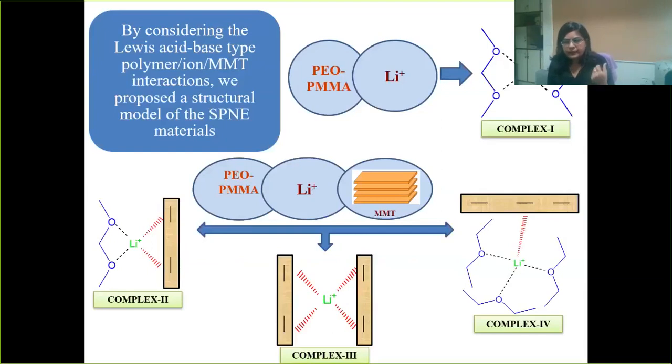I have prepared a solid polymer electrolyte. I have taken polyethylene oxide and polymethyl methacrylate, blended these two polymers, and then mixed this with lithium salt and then nanofiller MMT clay. Here these types of complexes may be formed because lithium ion has 4 to 6 types of coordination. In complex one, the lithium ion can coordinate with the polymer chain. In the second, we can see lithium ion coordinating with the polymer chain as well as with the MMT clay. In complex three, lithium ion is interacting with the MMT clay. So in a polymer, there may be formation of these types of complexes.